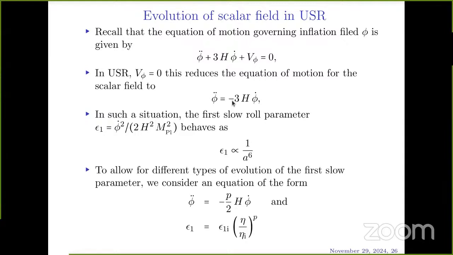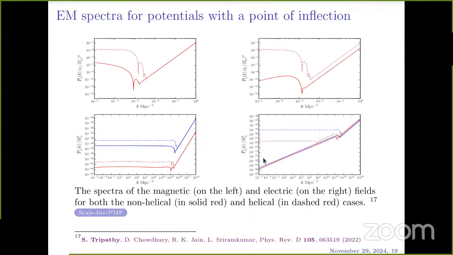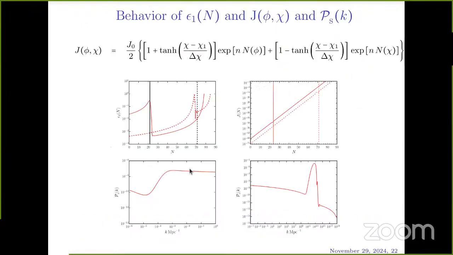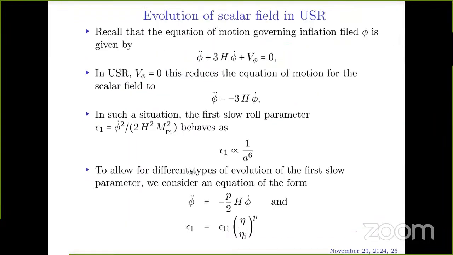And from here, we can see that the first slow roll parameter behaves in this manner. And you can see that this is an e to the power minus 6N drop. So that is why there was a sharp drop here. This sharp drop is coming from this particular behavior of the first slow roll parameter.